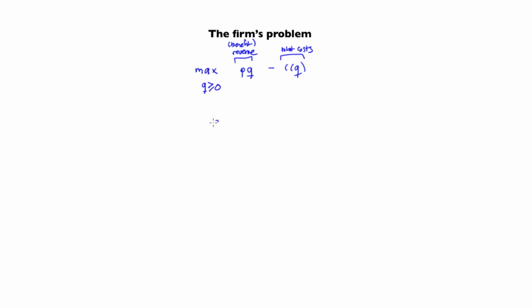We're going to denote the solution by Q star of P. This is called the supply function of the firm, how much it wants to produce at any price P.